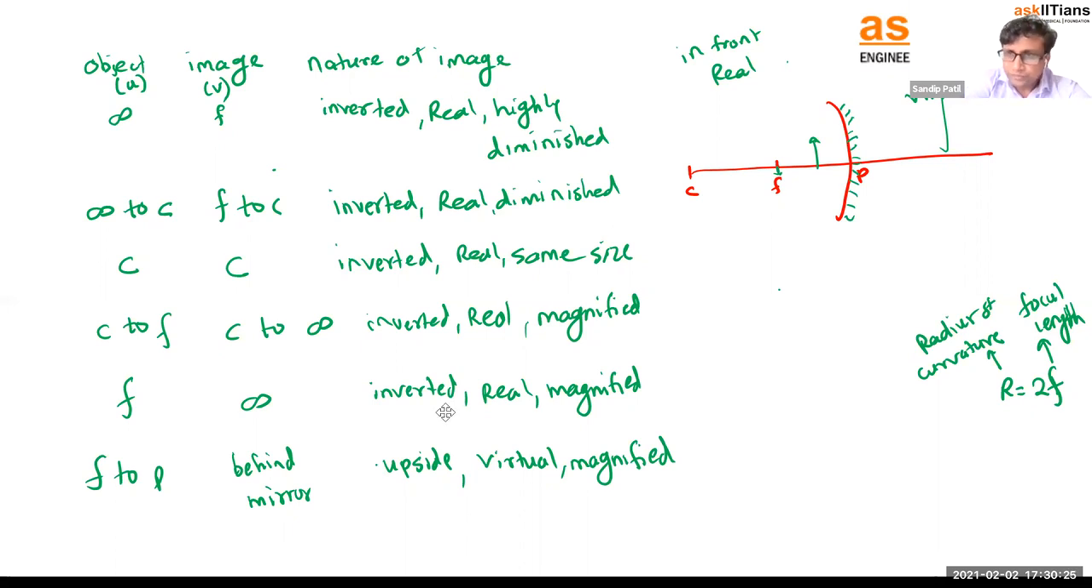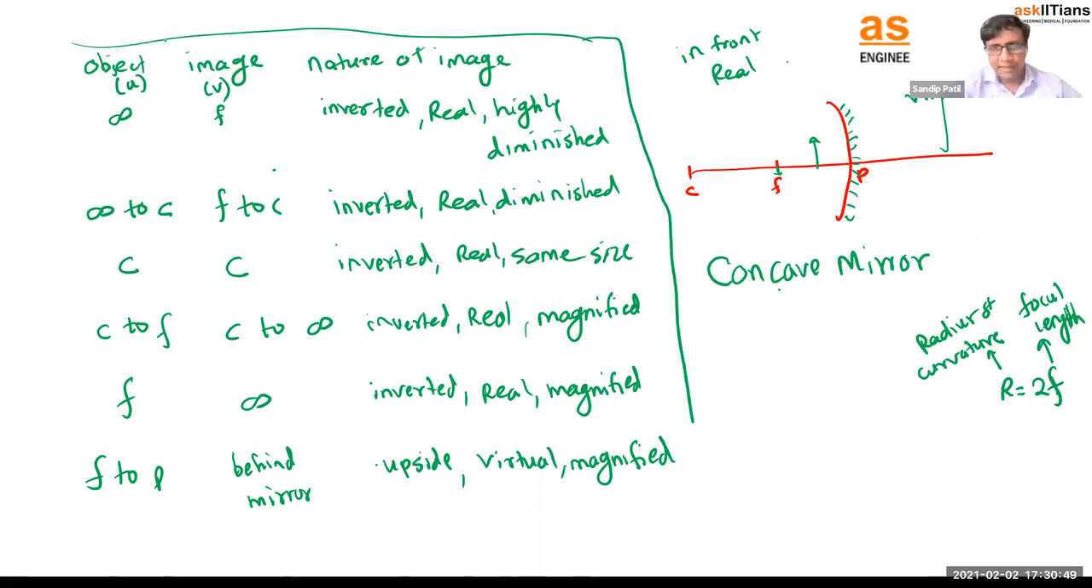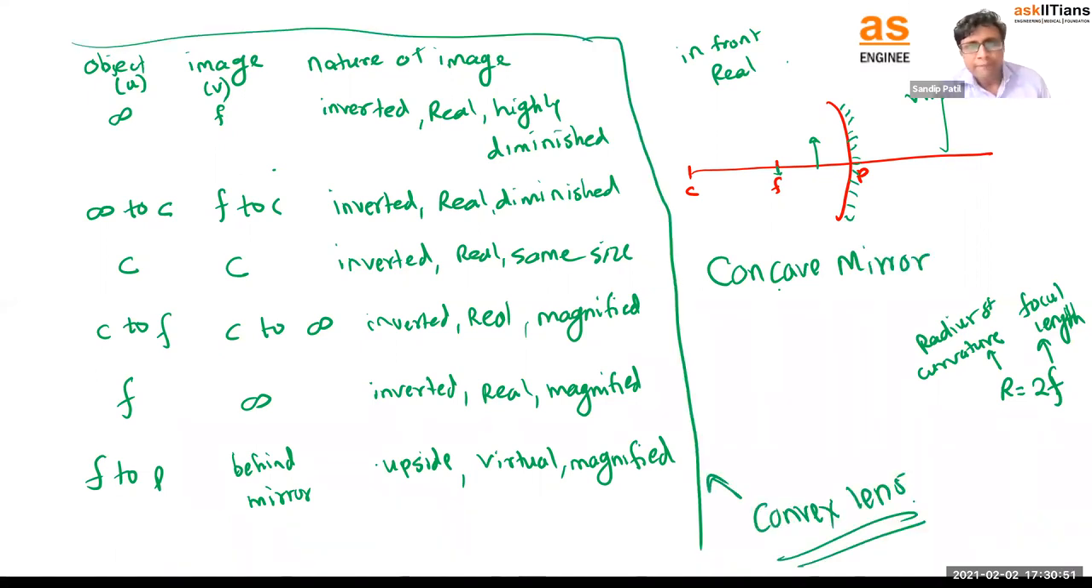So remember, this is for the concave mirror. For the convex lens, the diagram will be different. Just don't worry about this. When we go up to the lens, then we will again come back to see this table, right? So this is about the concave mirror and what will be the objects and images position.